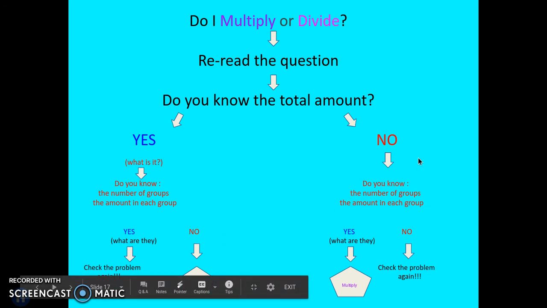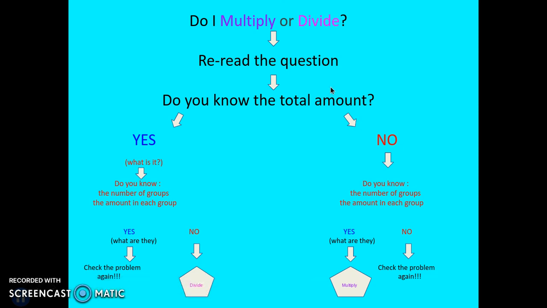The next thing that I'm going to think about is, if I'm going to multiply, do I know the total amount? If you're multiplying, you don't know the total amount. You have to put two numbers together. You have to multiply them together to be able to get a total. It's just like addition. To get a total, we've got to add things together. For multiplication, I'm going to have to multiply numbers together.